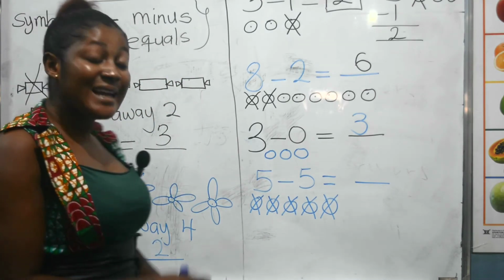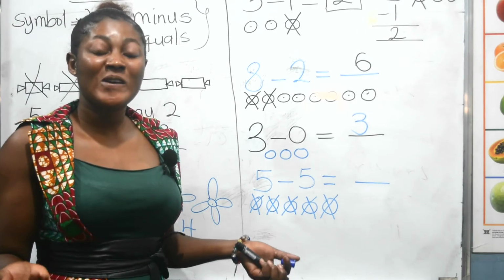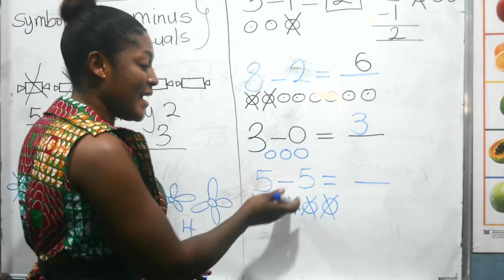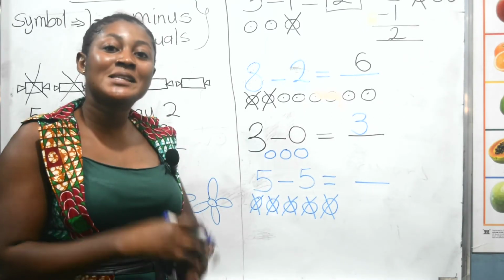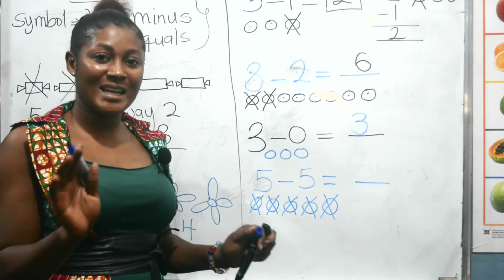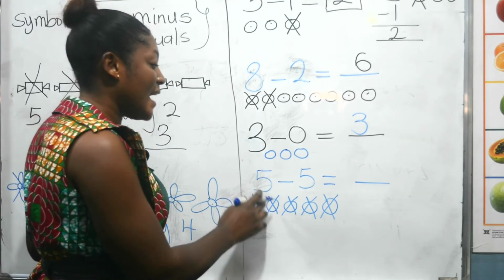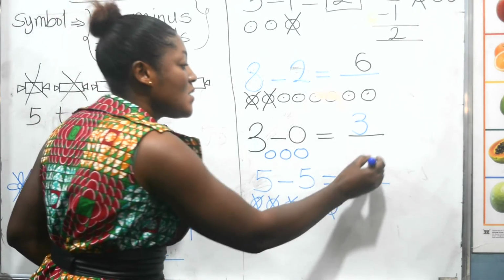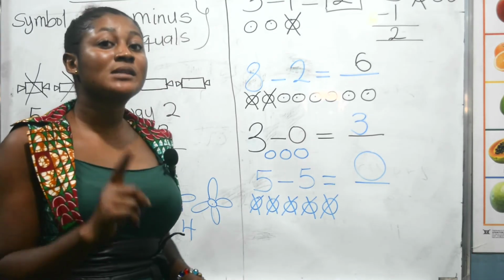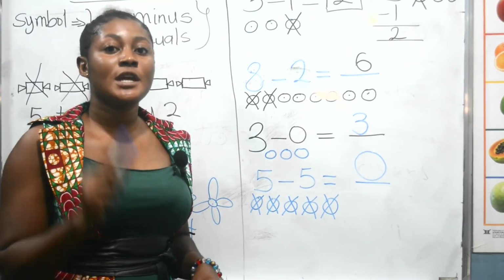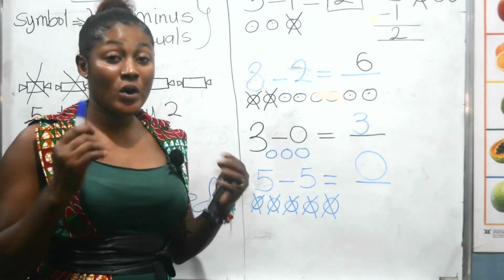Hey, I don't get any circle. Okay, so 5 minus 5, you get 0. 0 means nothing. Okay, so when you have 5 and you take away 5, you will get what? 0.